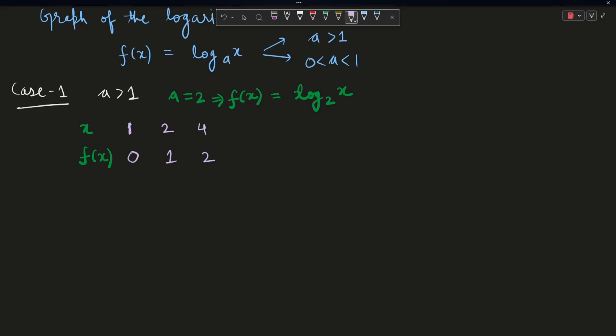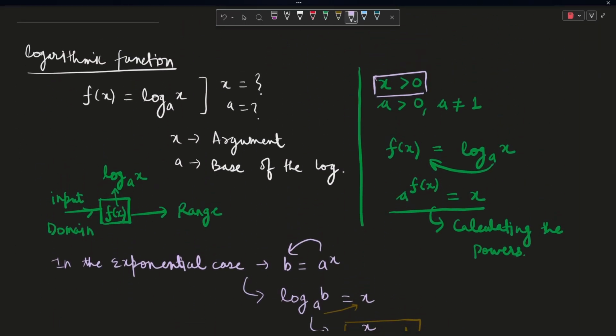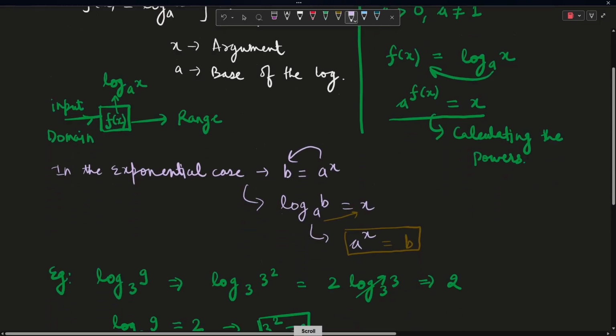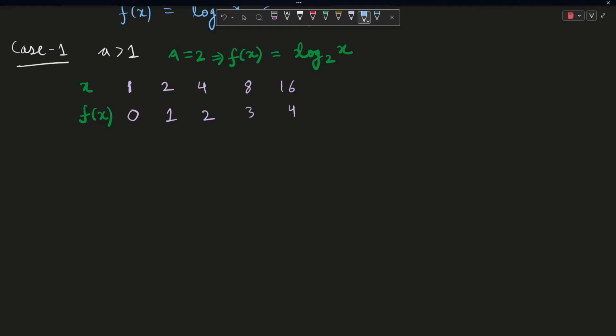Let's take some negative values. If x is equal to minus 2, can we take x is equal to minus 2? Again, that condition arises. This condition states clearly that the value of x must be greater than 0. So we cannot take the value x is equal to minus 2. So again, 8, 3, 16, 4. Okay, these points are enough to draw the graph.